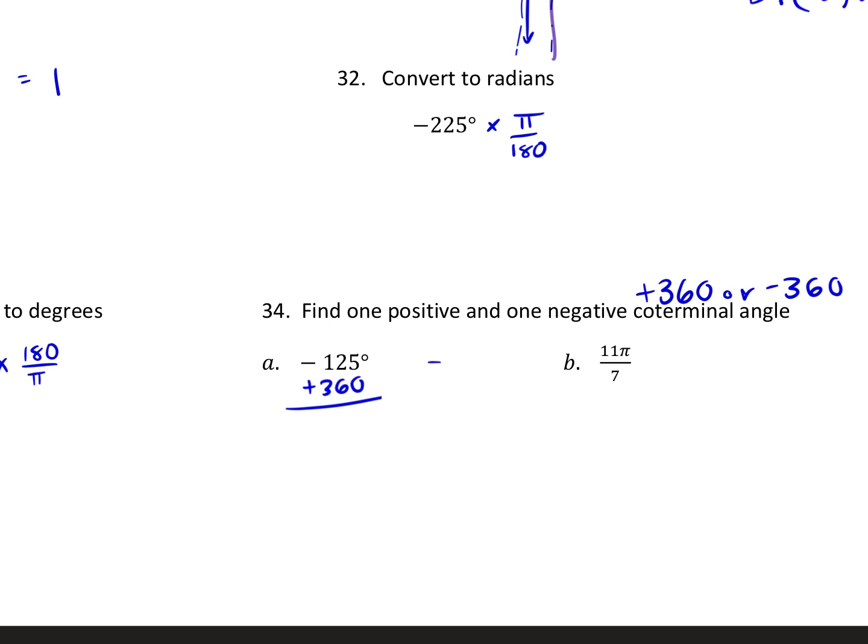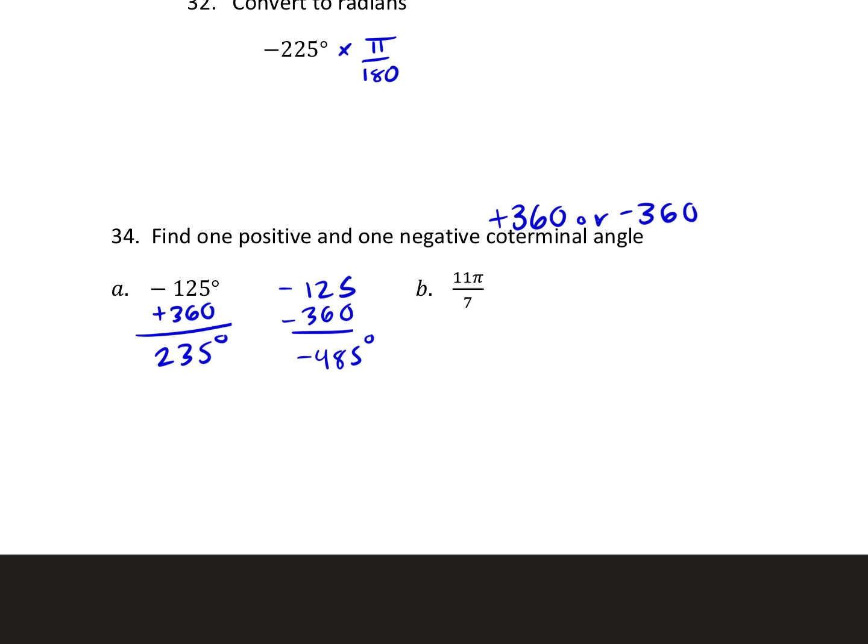So what would we get? 235? Close. Then negative 125 minus 360 would be negative 485. But don't worry, you guys get a calculator, so just put it in there. Now, what do I have to add when it's in radians? Plus or minus 2 pi.